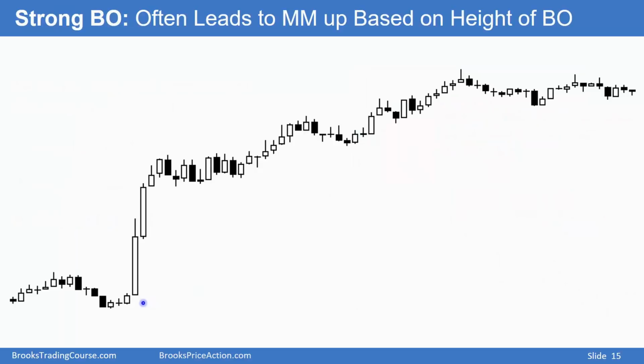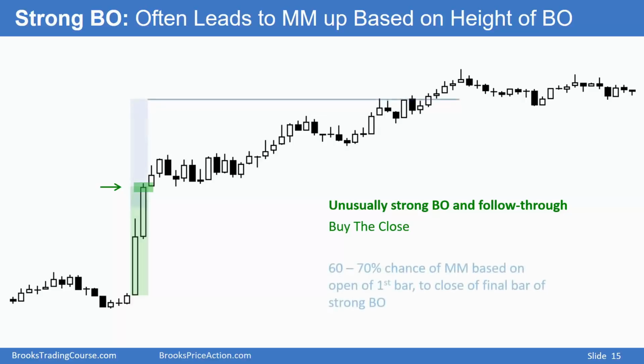Opposite situation, strong bull breakout, so maybe a measured move up based upon the open of the first bar to the close of the second bar. So whenever I see this, 60% chance we're going to get a measured move up, 40% chance we'll reverse down and get a measured move down. But the math is very good for buying. Traders will buy that close. 60, maybe 70% chance when the breakout is this strong that we'll go up for some kind of a measured move.